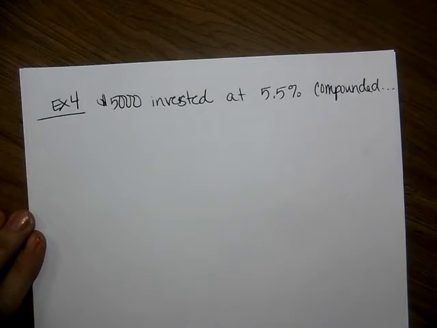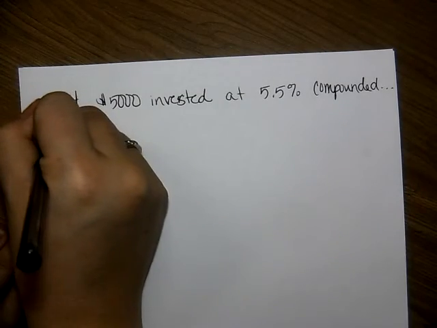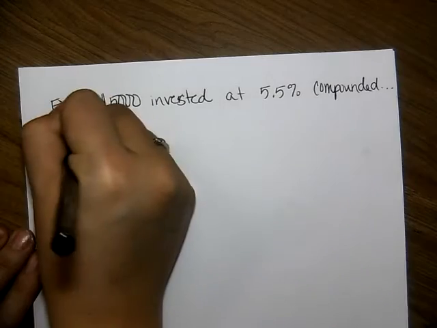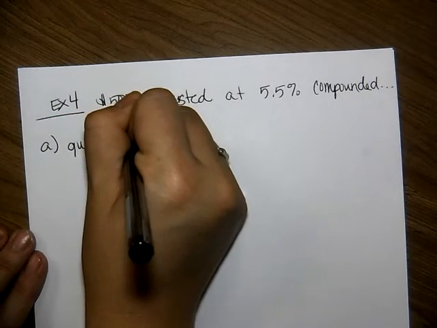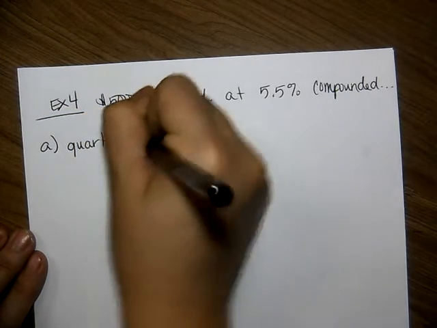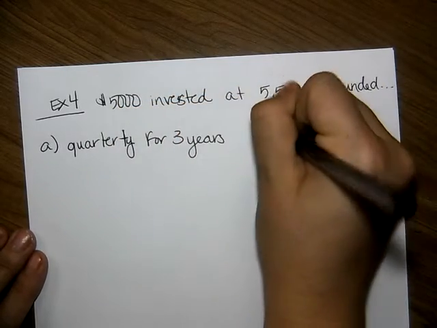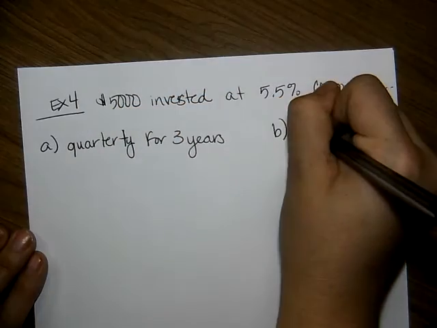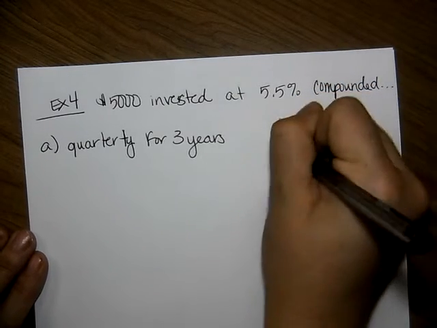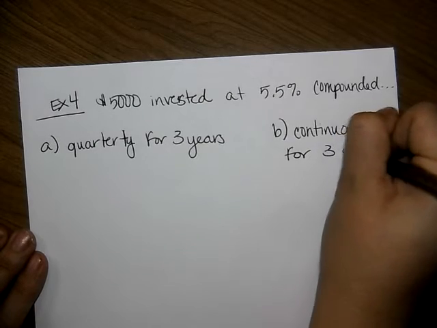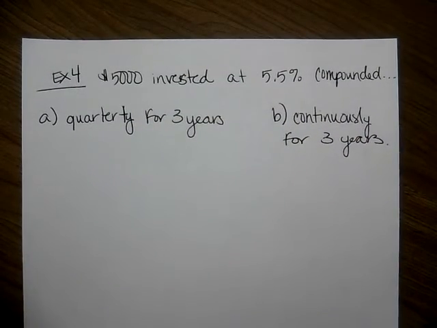Now let's go back to our problem here. So we have $5,000 to invest. It's going to be invested at a 5.5% rate. But we're going to run 2 scenarios. We're going to compound it quarterly for 3 years. And we're also going to compound it continuously for 3 years. So that means we have to use both of those formulas.